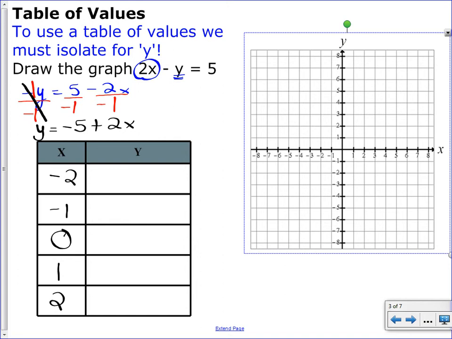Now to determine y, Curtis, what will I do to determine y? I'm saying let x equal negative 2. Okay, good. So what will I write? Very good.